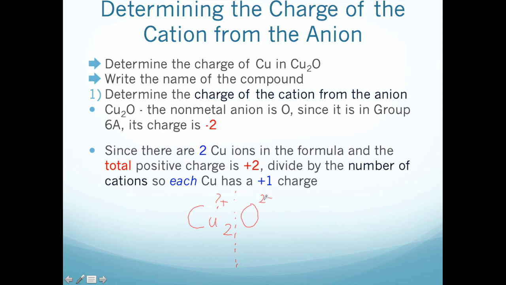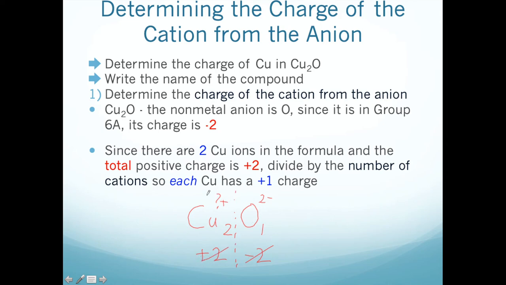So first ask yourself, how many negative charges do we have? We have only one oxygen here. There was no subscript, but that means that basically it's a subscript of 1. So -2 times 1 is -2. And so in order for this to balance out, our coppers must have a +2 charge, so that -2 and +2 cancel each other out.